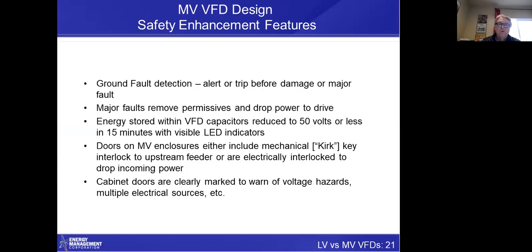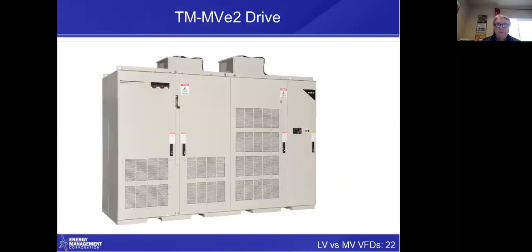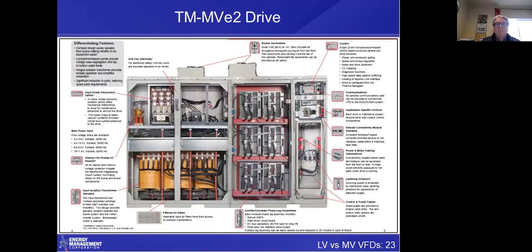But the thing that mostly makes it safer is bullet point 4 down there. That's your Kirk key interlocks. So here is a typical drive. This is a TM-MVe2 drive. TMIC is Toshiba, Mitsubishi, and GE. They formed a common company there. And that's what the outside looks like. But when you look at the inside, this is what it looks like. Over here on the left, we have our transformer. Here's our contactor. And here are your converters and inverter modules.